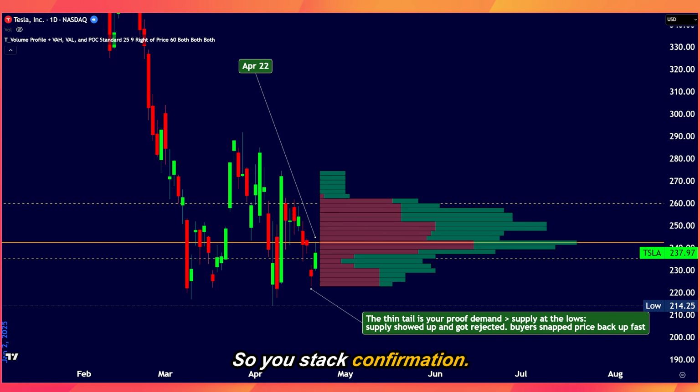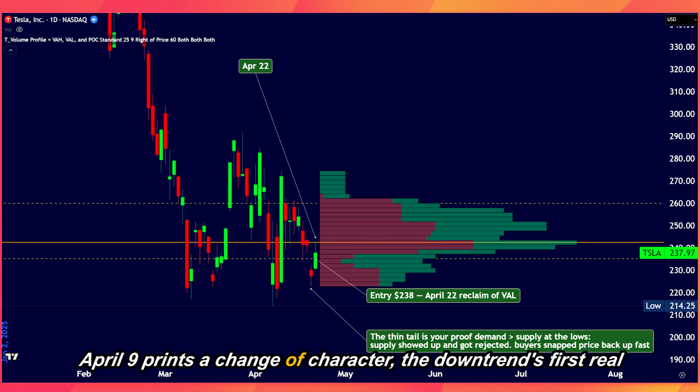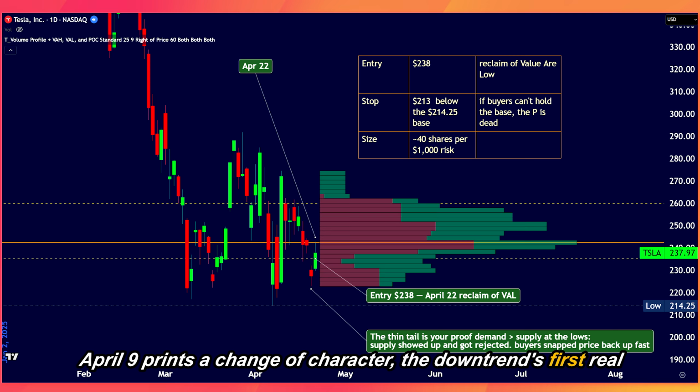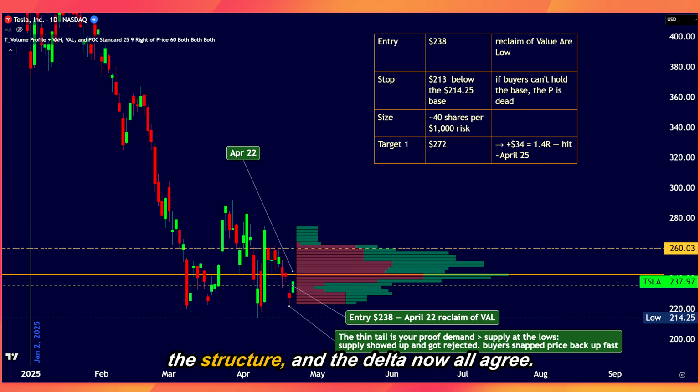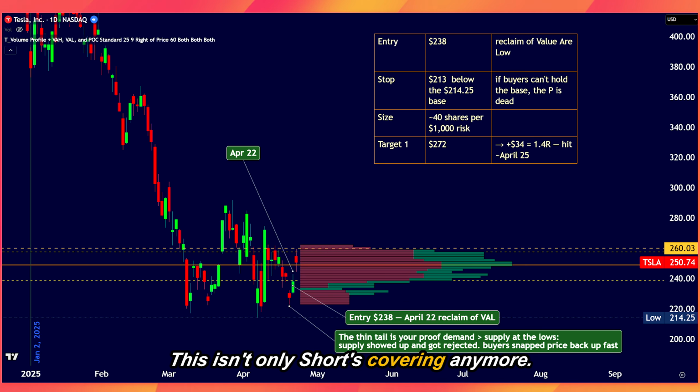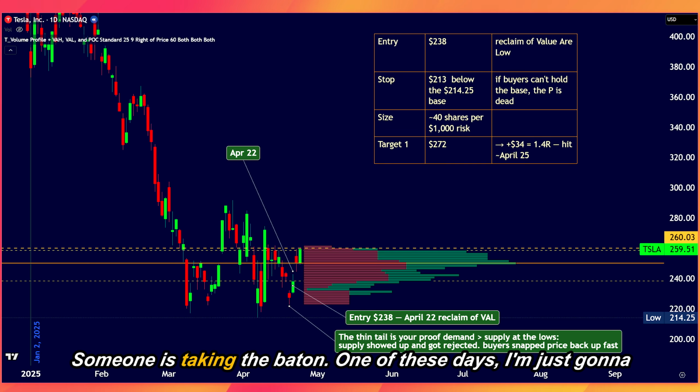So you stack confirmation. April 9th prints a change of character, the downtrend's first real structural break, and cumulative delta flips green. The profile, the structure, and the delta now all agree. This isn't only shorts covering anymore. Someone is taking the baton.